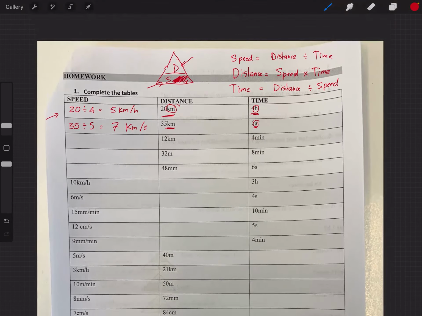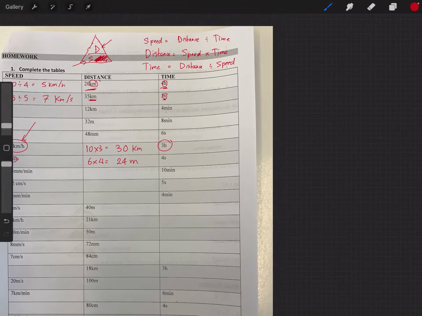Okay, next one. Let's look at this one here, and we're asked to find the distance, because the distance is missing here. You're going to use this formula: distance equals speed times time. So speed, which is 10, times time, which is 3. So 10 kilometers an hour for 3 hours. That will be 10 times 3, which gives me 30, and the distance will be measured in kilometers. The next one will be 6 times 4, which equals 24, and this one's in meters, so we put meters, and so on.